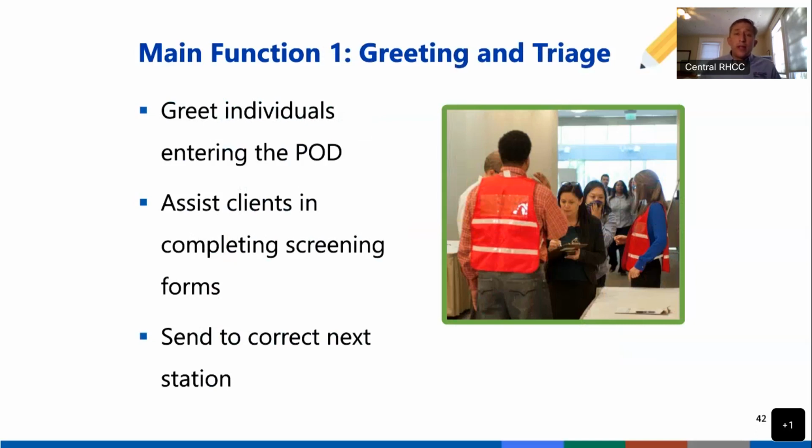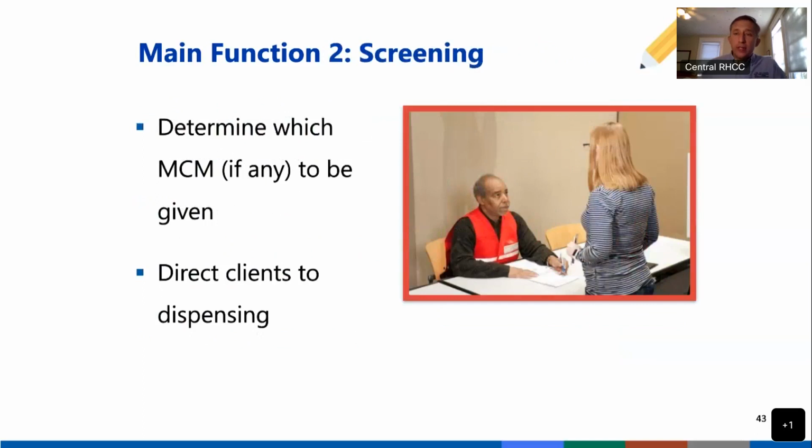And generally, your local public health department will have plans in place for language barriers and that sort of thing. And you should have wheelchairs and other items needed for mobility access. And that's where you'll assist the client in completing their screening forms and then send them to the next station. And we'll go over these in detail. I have a few videos that we'll watch where you can see these things happening and get a better idea of what it entails.